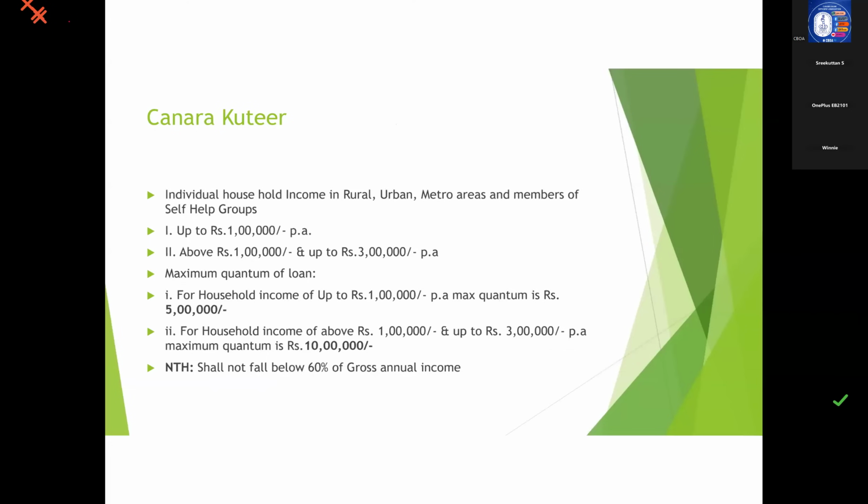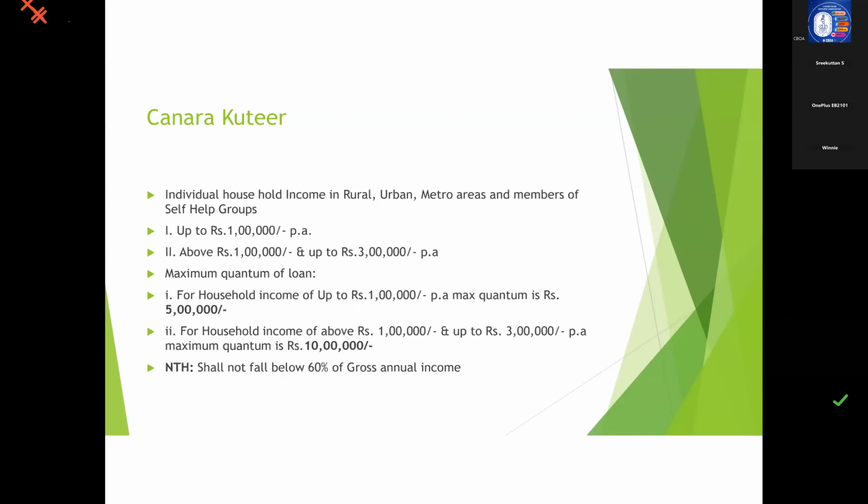See, margin and all, it is applicable the same as that of the general housing loan, because margin does not change from product to product. Here, in the Kutir loan, the maximum loan is up to 10 lakhs, that you all know. So up to 10 lakhs, the margin is obviously 10%. Okay. So individual household income, in the case of rural, urban, metro areas, and members of self-help groups, we can finance Canara Kutir. And the household income should be up to 1 lakh per annum, or it can go up to 1 lakh to 3 lakh per annum.